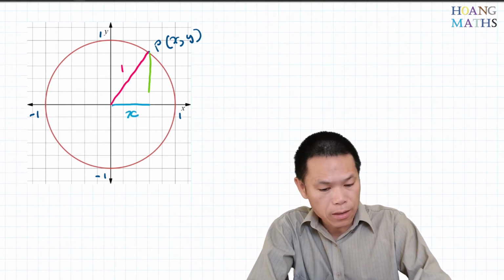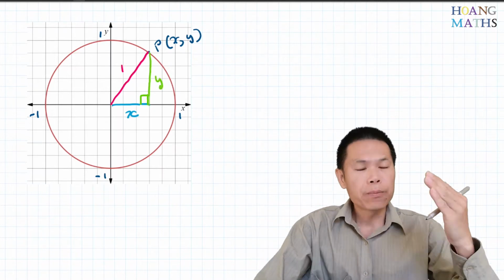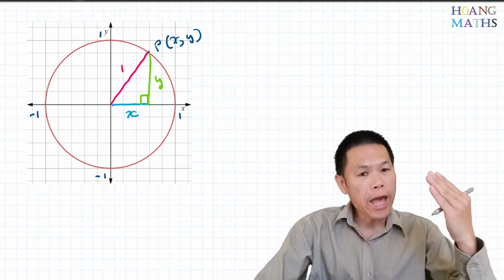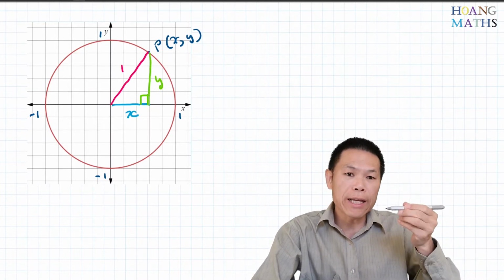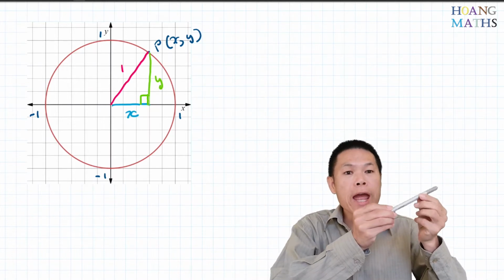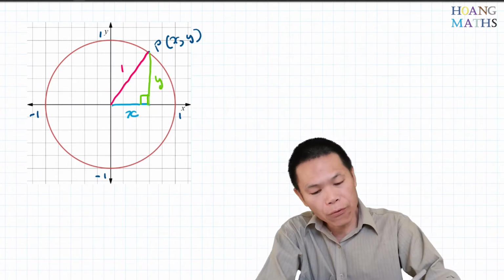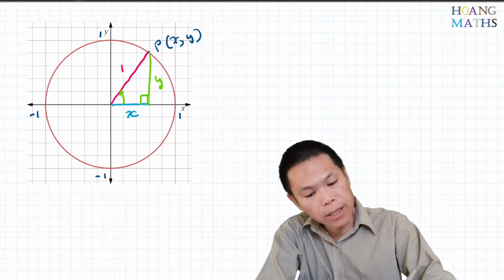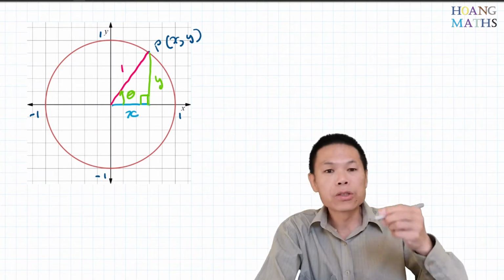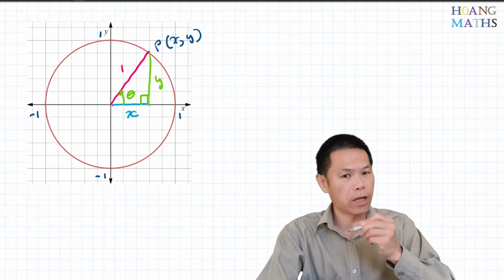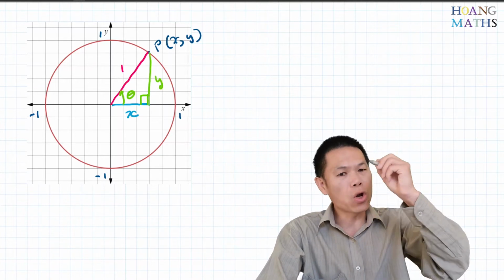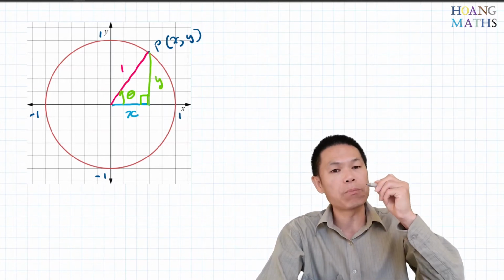And this is Y. With a unit circle, the angle is always measured from the positive x-axis and it goes anti-clockwise. So from here to here is the angle theta. It's measured from the positive x-axis, going anti-clockwise. Remember that for me. If it goes clockwise, it will be negative instead of positive.